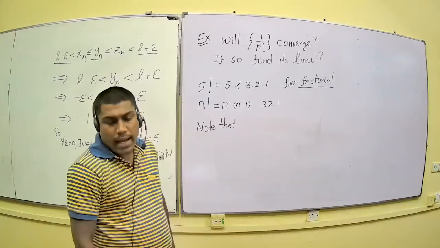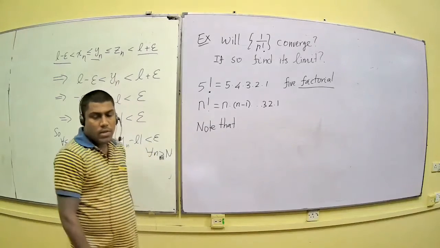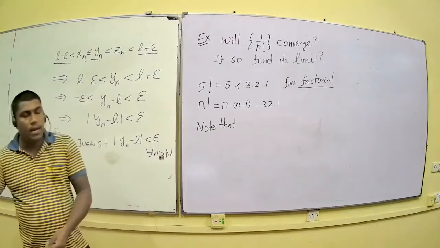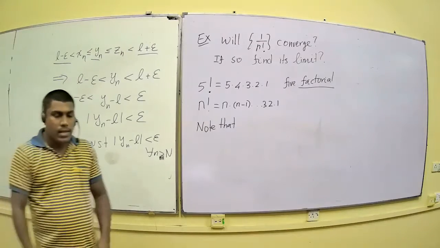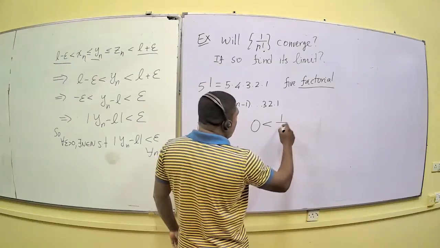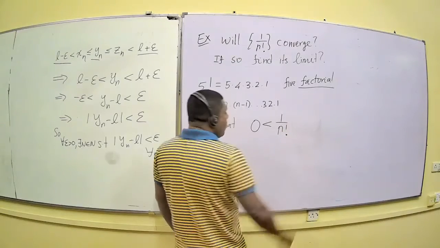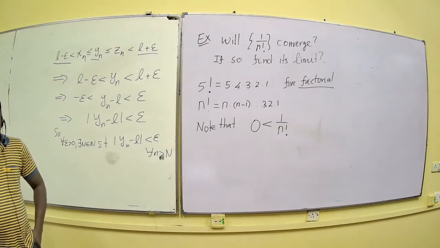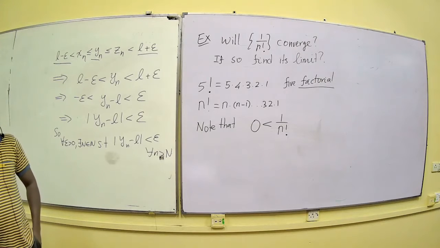Because 1 upon n factorial is bigger than 0. You all know that, because n is a natural number. So 1 upon n times n minus 1 times n minus 2, all the multiplications, but it is still bigger than 0. That you all know. 1 upon n factorial is bigger than 0 for any n.